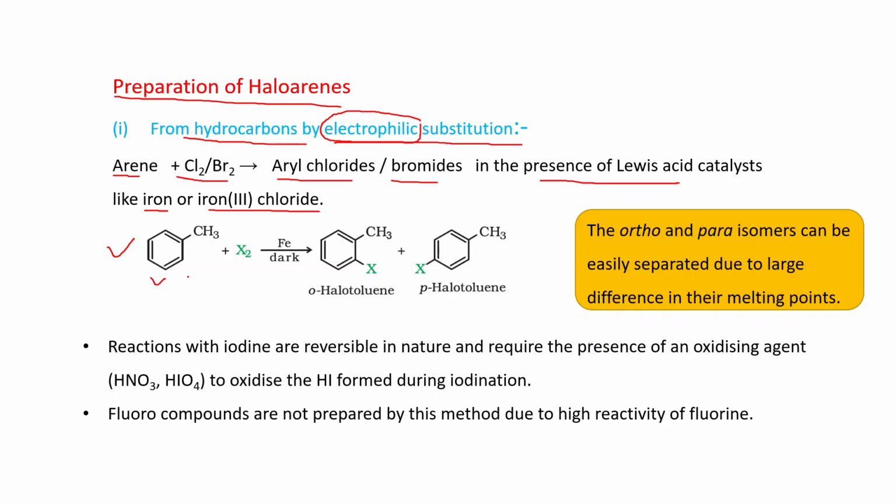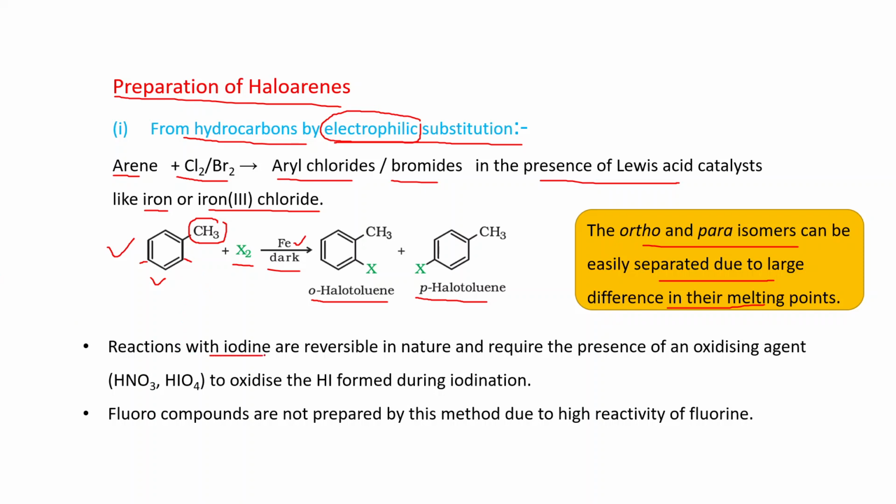This is toluene. When it reacts with X2 in the presence of Fe and dark, again remember, hydrogen from this benzene ring is displaced. Now, CH3 is ortho para directing. That's why the incoming halogen will attach to the ortho position and we will get ortho halotoluene, or it may attach at the para position and we will get para halotoluene. These ortho and para isomers can be easily separated due to the large difference in their boiling points.